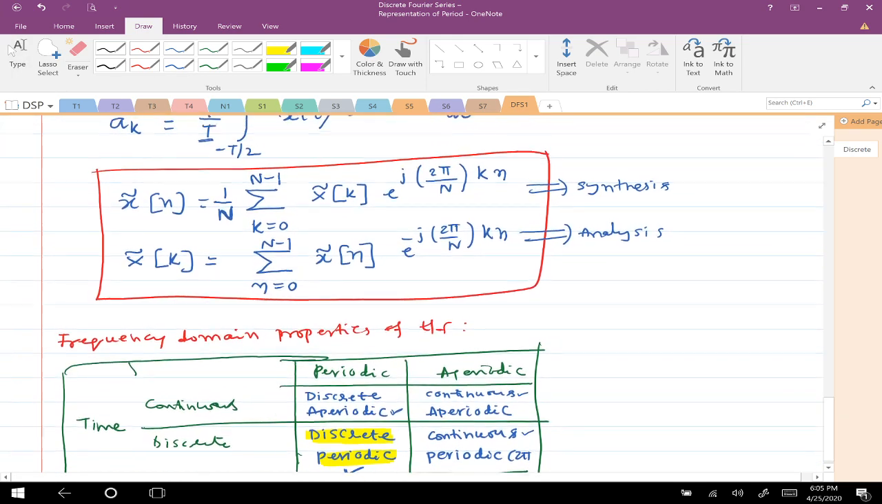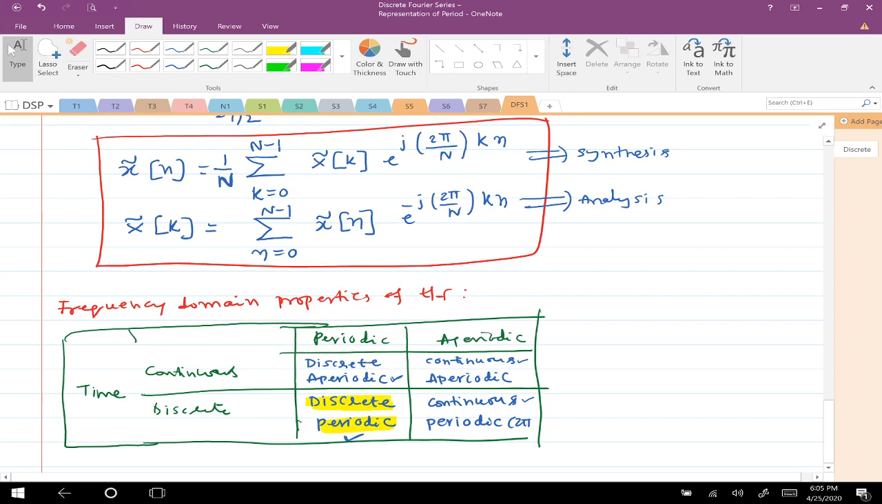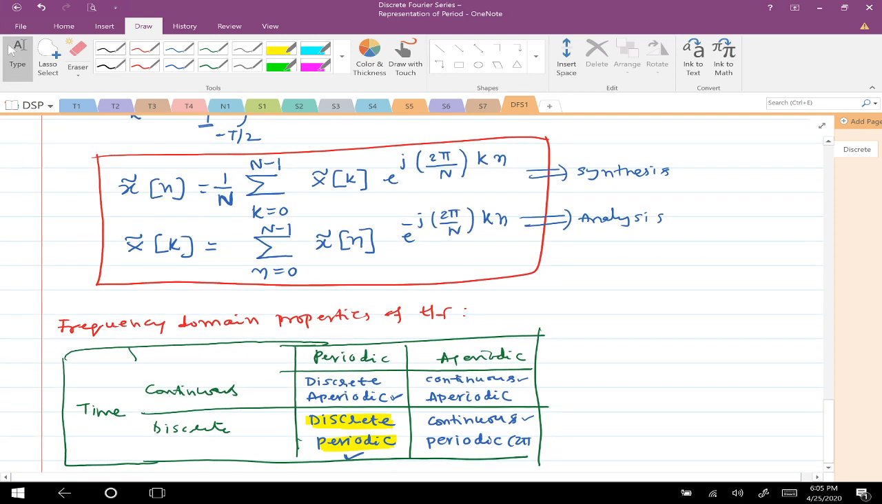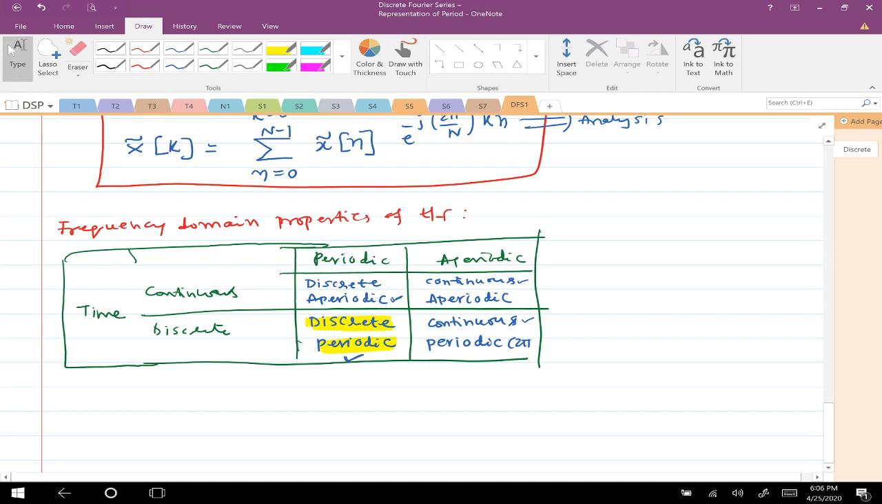So what you have here is unlike anything that happened earlier. Both your input and output are periodic. Both the signals are periodic. Of course, that happened with the DTFT also, but this has a combination of both discrete and periodic.